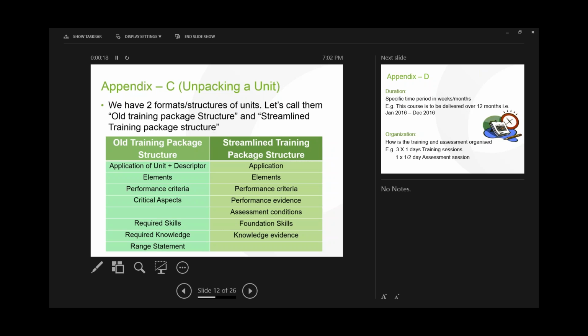Yes, I'm here. You have another question? No, I think that's about all. I was just going to ask the same question about unpacking a unit. Okay, now answered it. That's fine now. I got the answer now.